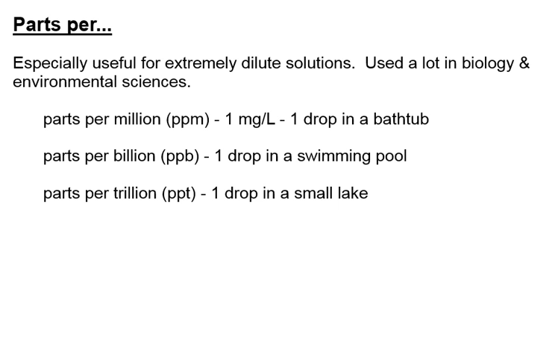Parts per billion would be a drop of something dissolved in a swimming pool. Again, a very, very small concentration. And parts per trillion would be a drop in a small lake. So very, very small concentrations, which is why we don't use them too often in chemistry.